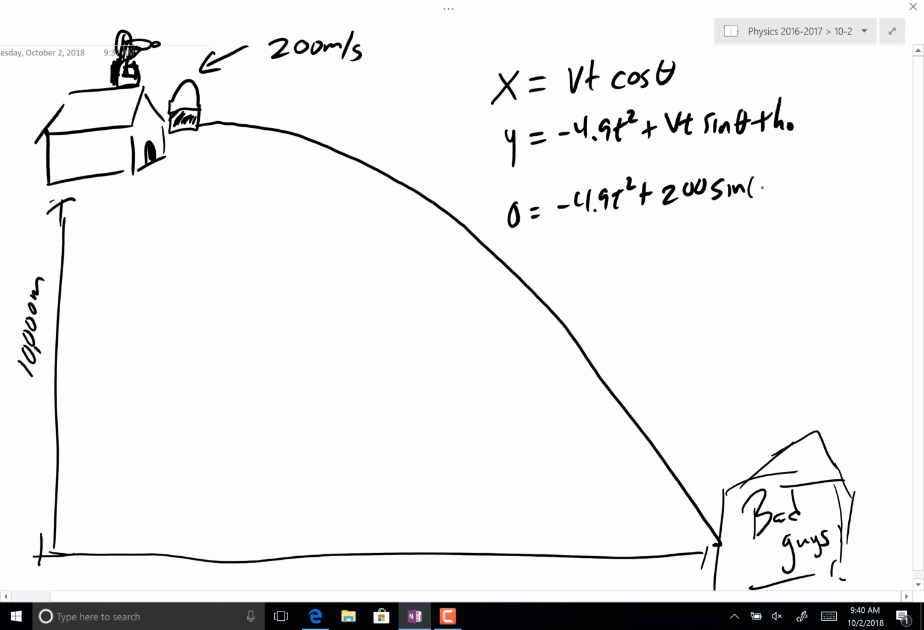Zero. T plus 10,000. Wait a minute. What's the sine of 0? It's 0.